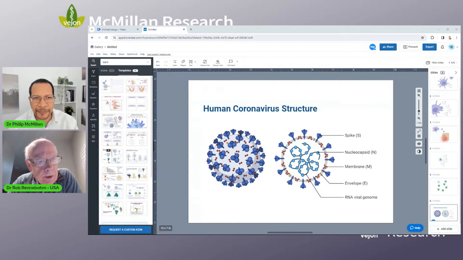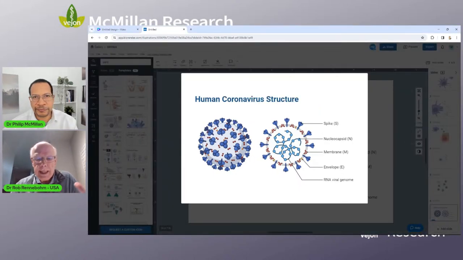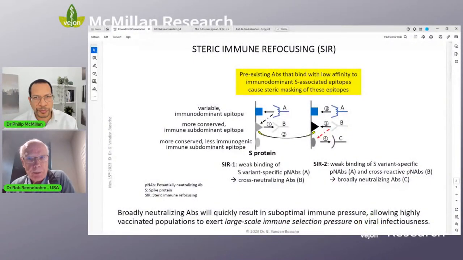Well, or another way of stating it, Philip, is that initially the immune system produced antibodies against the variable part of the receptor binding domain of the spike protein, because that's the most efficient way to neutralize a virus, because that prevents it from getting into cells. Then it started producing the PNNABs, which are directed at more conserved parts of the spike protein. And then we started seeing what Geert refers to as the steric immune refocusing process, which was a process that resulted in the immune system producing antibodies to more and more conserved epitopes on the spike protein. Yes, that slide.